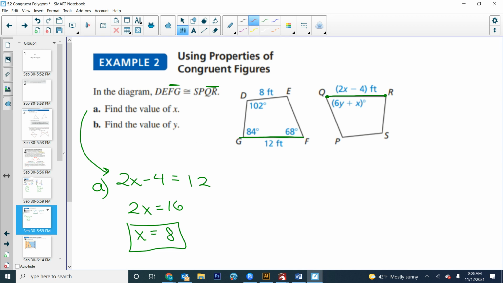All right, next we're going to find y. Well, the only y I'm seeing up here is at angle Q. Do you agree? What angle goes with angle Q? Q goes with F. So 6y plus x equals 68. Agree? And since we found x, x is 8. So 6y plus 8 equals 68. So 6y equals 60. So y equals 10.